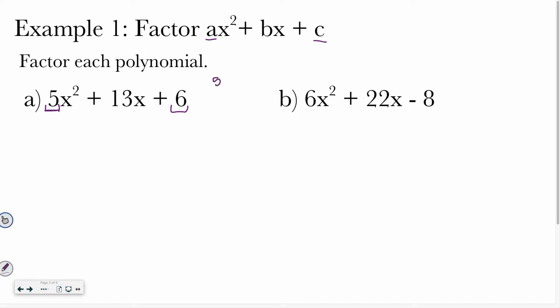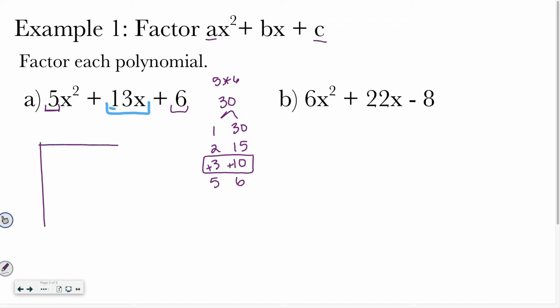So I'm going to do 5 times 6, which is 30, and then I'm going to list my factors of 30. So I have 1 and 30, I have 2 and 15, 3 and 10, 5 and 6. Now I go through those and I say, which of those factors add up to 13x? So 13x, that's going to end up being a positive 3 and a positive 10. So I'm going to draw my box. Here's my box. Not a very good one, but you get the point.